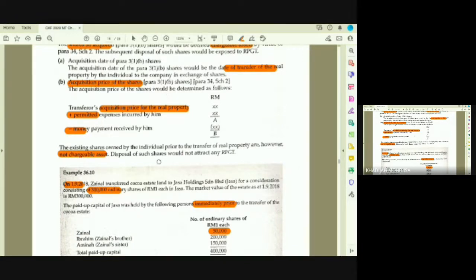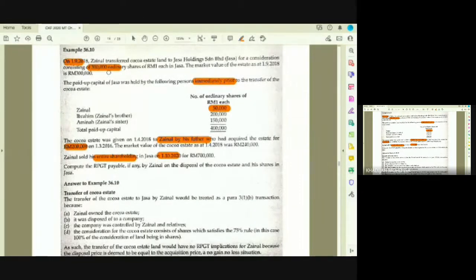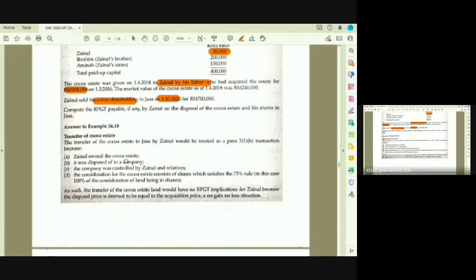In this example, Zainal transferred estate land to Jasa Holding for a consideration of 300,000 shares. The market value of the estate is 300,000. Immediately prior to the transfer, Zainal already had 50,000 shares in the company. But now, because he transferred the property, he gets another 300,000 shares. So the 300,000 plus the 50,000 existing shares, now you have 350,000 shares in the company. But out of the 350,000 shares, only 300,000 are RP shares, because the other is normal shares. So when you dispose, only the 300,000 shares are subject to RPGT. So you have to apportion the shares accordingly.